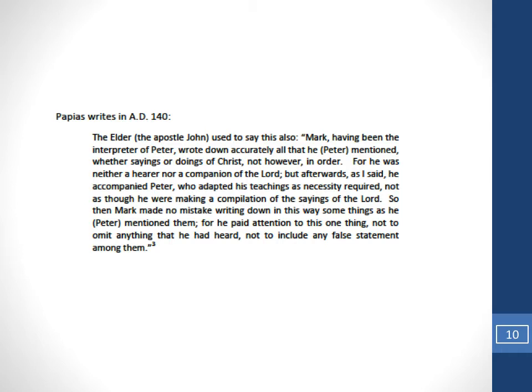Mark, having been the interpreter of Peter, wrote down accurately all that he mentioned, whether sayings or doings of Christ, not, however, in order. For he was neither a hearer nor a companion of the Lord, but afterwards, as I said, he accompanied Peter, who adapted his teachings as a necessity required, not as though he were making a compilation of the sayings of the Lord. So then Peter made no mistake writing down in this way some things as he, Peter, mentioned them, for he paid attention to this one thing, not to omit anything that he had heard, not to include any false statement. So Mark was writing down what Peter told him.